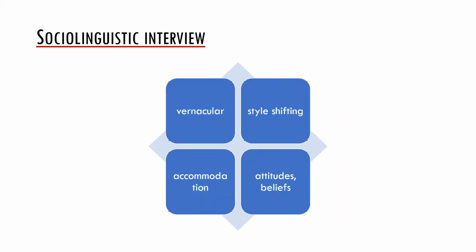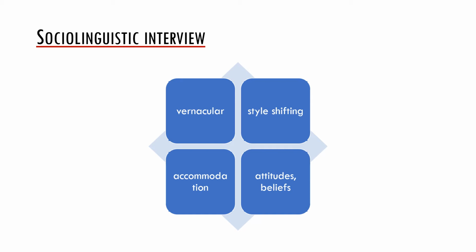The most commonly used data collection technique in variationist sociolinguistics is the sociolinguistic interview. Typically, it is used to elicit the vernacular, which is the casual speech of an individual. This elicitation can be very tricky because people may tend to use a more formal style while they are being recorded. In the literature, we may find various pieces of advice on how to elicit the vernacular in particular situations.